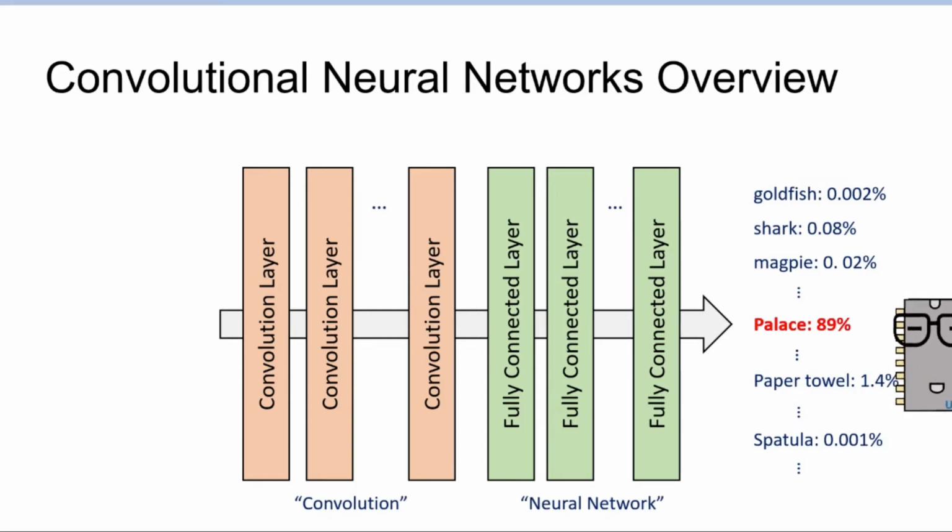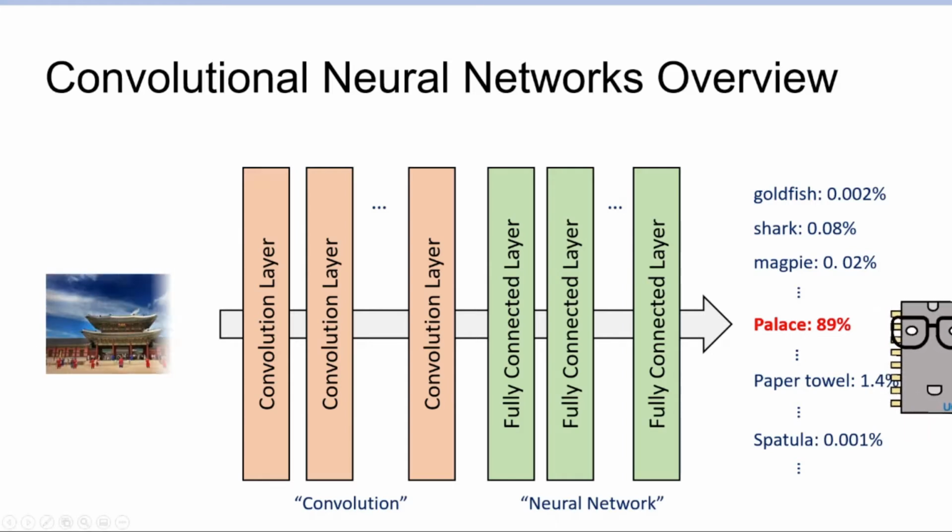So once we scan through this entire list, palace might be array index 24, for example. So if array index 24 has a value of 89%, and we know that array index 24 represents a palace when we train the model, we can know that the neural network thinks that the input photo is a palace. So that's good. This is fairly simple enough.